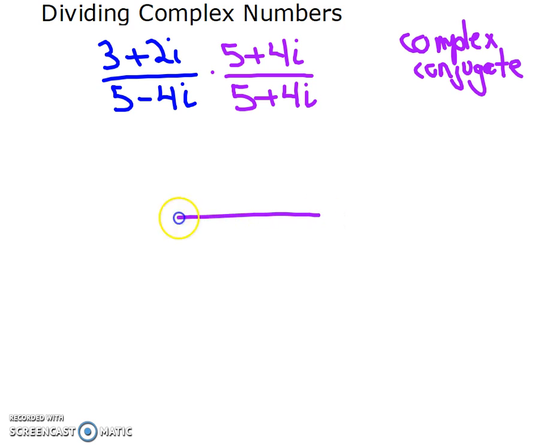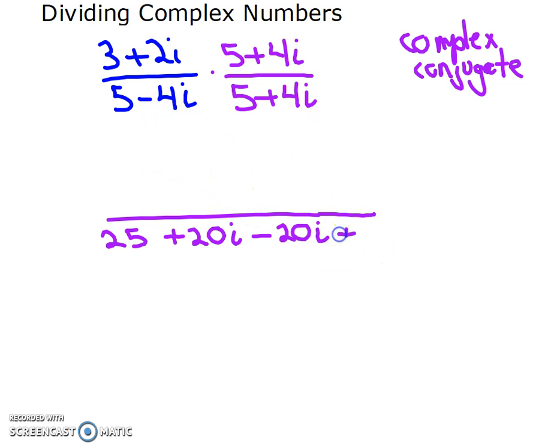So, get rid of this for a second here, back over here, and we're going to do this multiplication now. Okay. For right now, I'm just going to multiply the bottom, and you'll see why I chose these particular numbers in just a second. Okay. So help me FOIL here. 5 times 5 is 25. 5 times positive 4i is 20i. Negative 4i times 5 is negative 20i. And negative 4i times positive 4i is minus 16i squared.